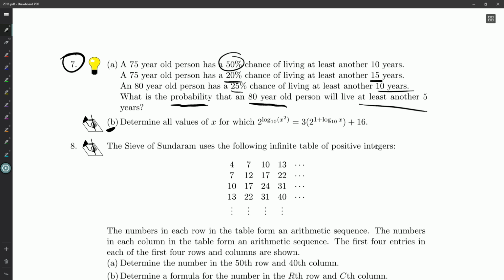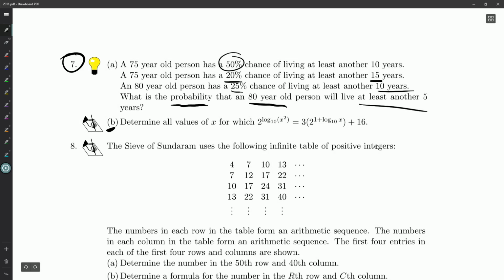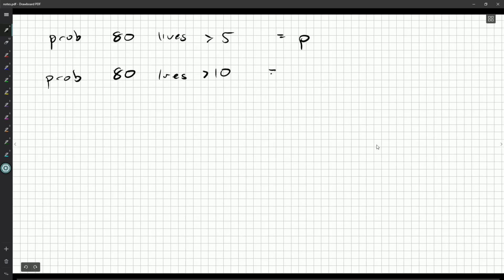Okay. So we want to find this probability. Let's give it a name P. Now, when we deal with probabilities, you don't actually work with percentages. You work with numbers between 0 and 1. So we might say, the probability that an 80-year-old lives at least another 5, we'll call that P. And then we're told some other probabilities. 80-year-old lives 10, right? Lives at least 10 is 0.25.